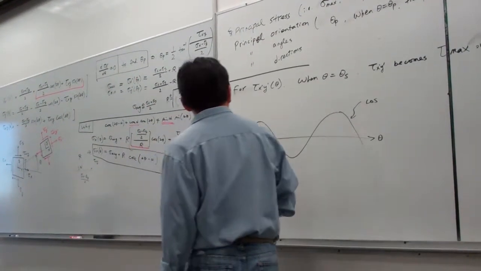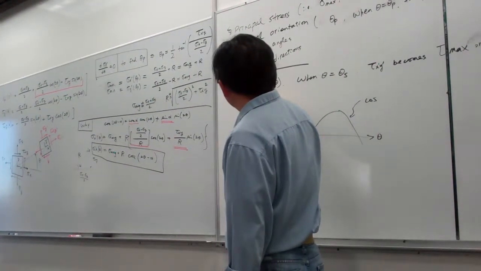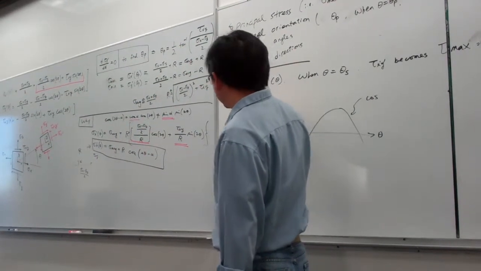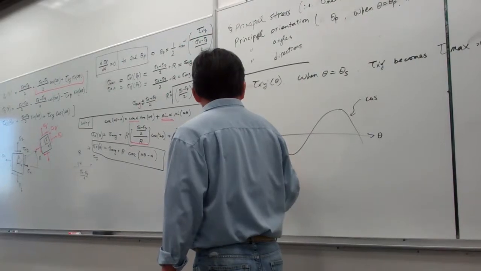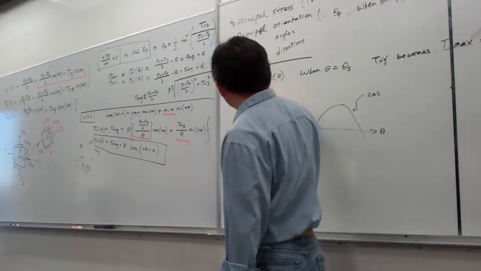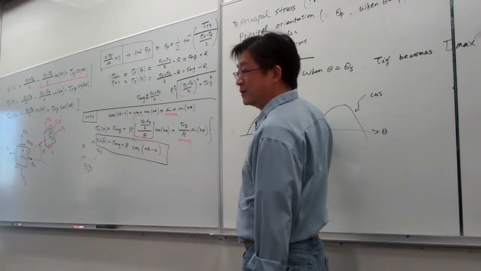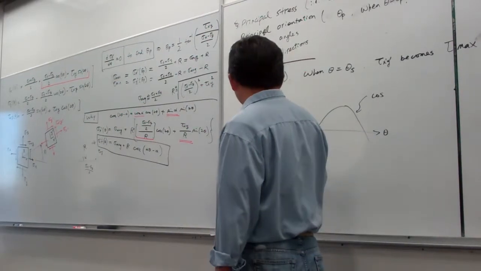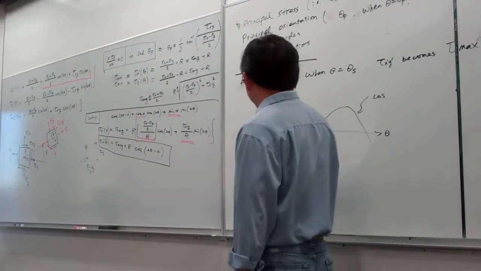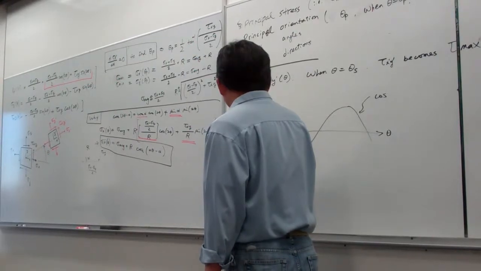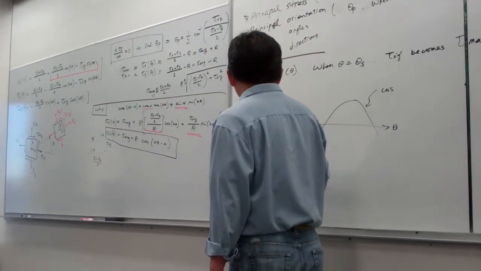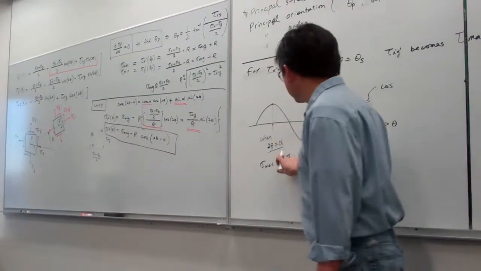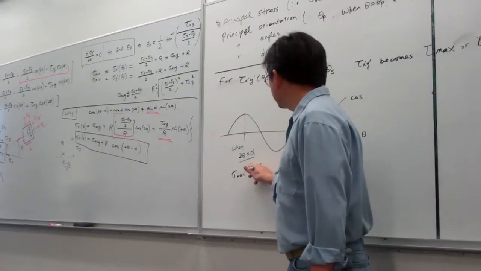When the value of the cosine equals 1, that means when 2 theta equals alpha, then the value of the cosine equals 1. So when 2 theta equals alpha, the maximum value, the tau maximum, will occur. Okay?